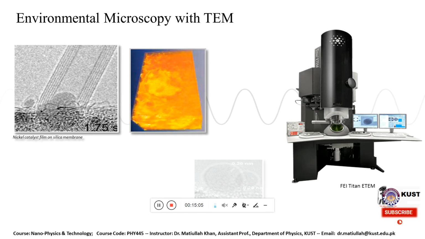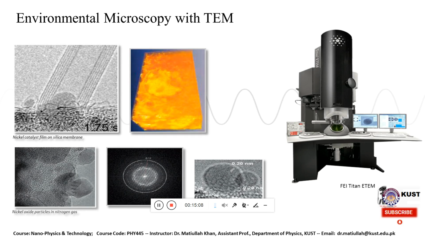Environmental microscopy with TEM is possible. Here we can see the TEM, and we can get information from the sample at the nanoscale. These are some of the images obtained from the TEM. This is the image of a nickel catalyst film on a silica membrane, and this is a nickel oxide particle in nitrogen gas. Here we can see the resolution is as low as 0.20 nanometer. So this is really very high resolution, and we can see the atomic lattice planes through it.